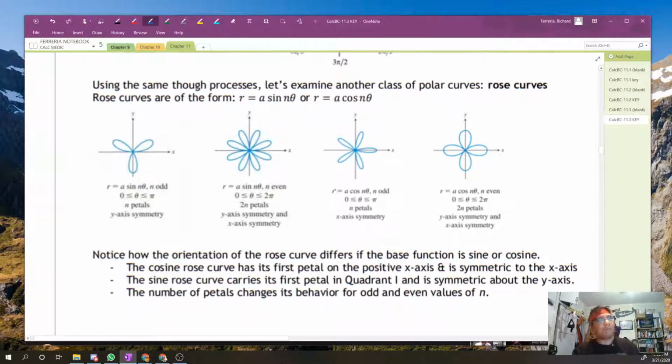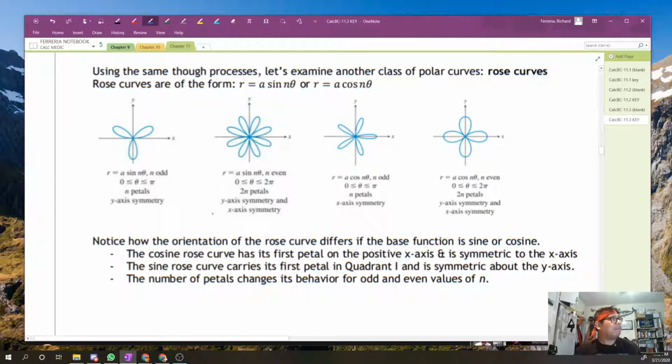Here are the rose curves, the ones that I've been talking about. This is lifted straight from your book, but some observations. First of all, a cosine rose curve always has a petal right on the positive x-axis. So that's going to be kind of important for us. If we're going to draw a cosine rose, we better have that petal on the positive x-axis. The sine curve always starts with its first petal in quadrant 1.